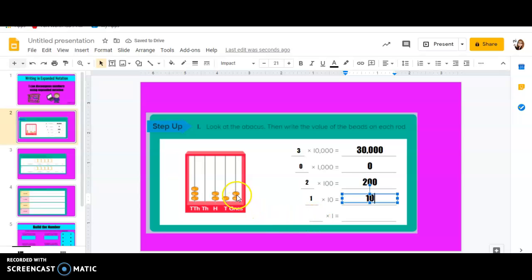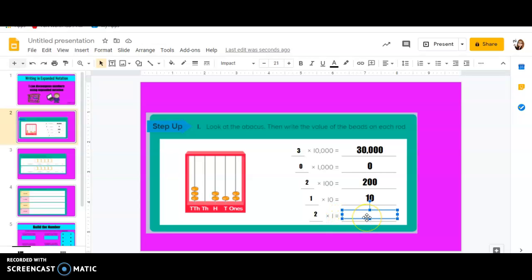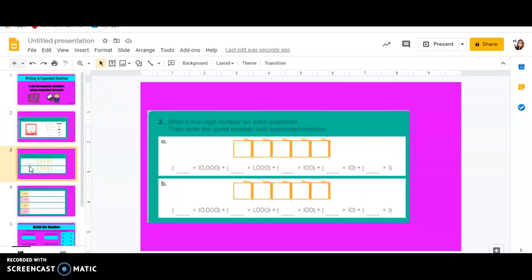And last but not least, we have the ones place. Our beads show that we have 1, 2 beads in the ones place. And so the digit in the ones place is 2. So 2 times 1, our value then would be 2. So what we're doing with expanded notation is we're breaking our digits up and showing our digits times the place value that we have. So follow me to the next slide and we'll see more on how that looks.